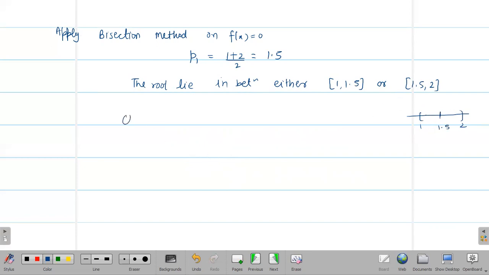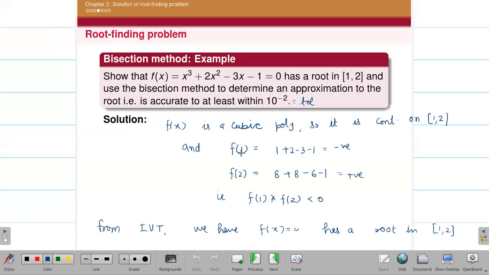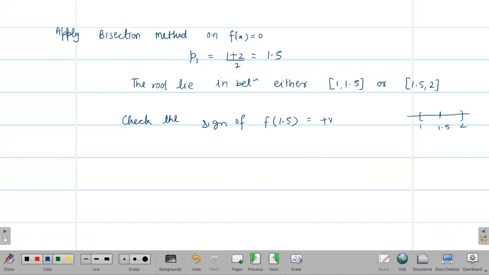So now check the sign of f at 1.5. You have to do the calculation here, f at 1.5, because the equation is given to you. You have to put 1.5 into the function. If I find this value, it will be positive. You can verify this also, it will be positive.